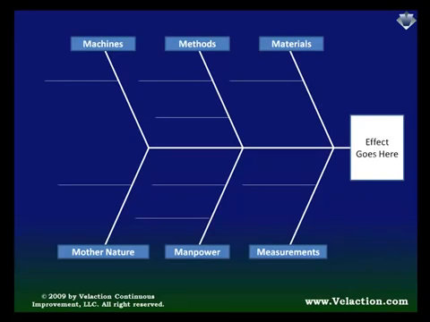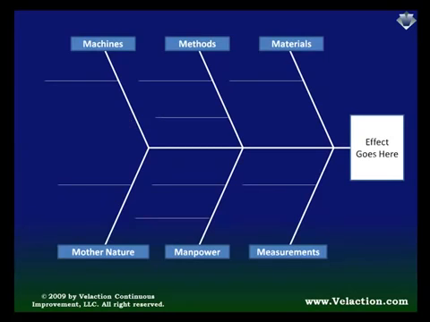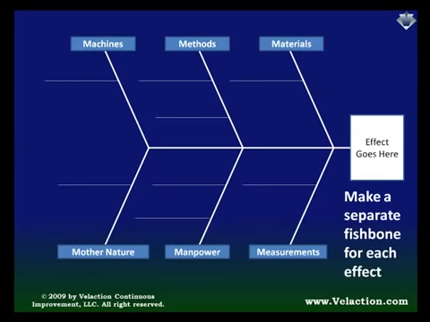Let's talk for a minute about how you come up with ideas. Most ideas come from either a brainstorming session or from some sort of waste walk where you observe the process you're working on and record the causes of the problems. Sometimes the brainstorming is done separately and added to the cause and effect. Other times it is done directly onto the fishbone. When working on a project, you might end up realizing that there are actually 2 effects. In that case, you'll simply do 2 different diagrams.